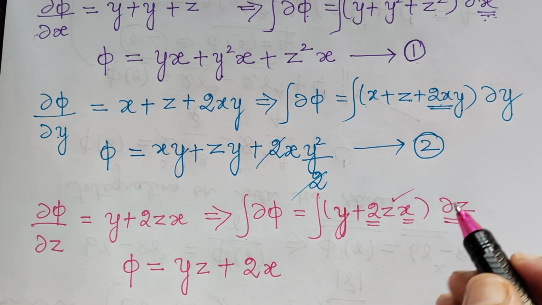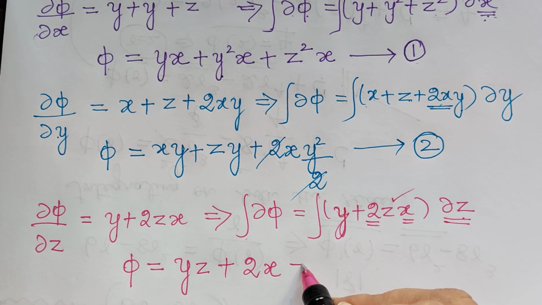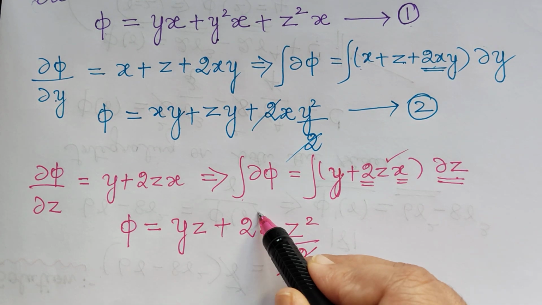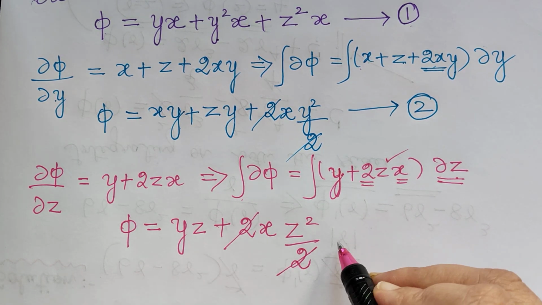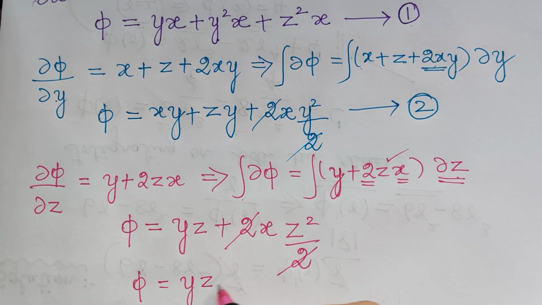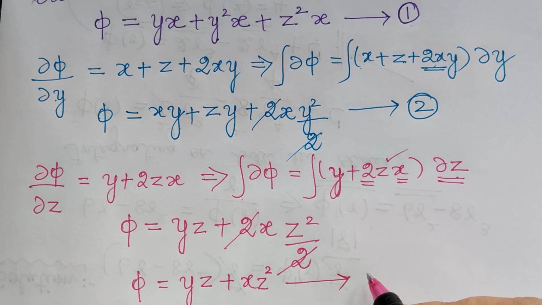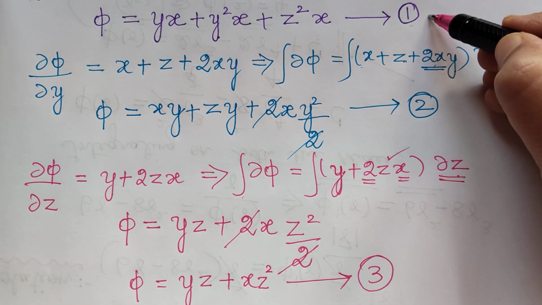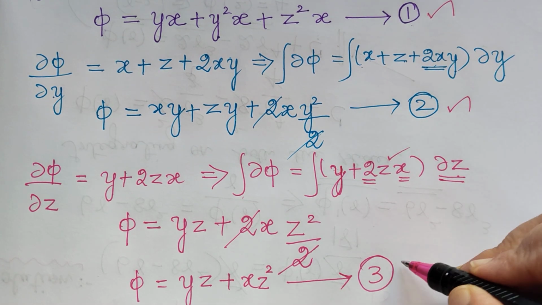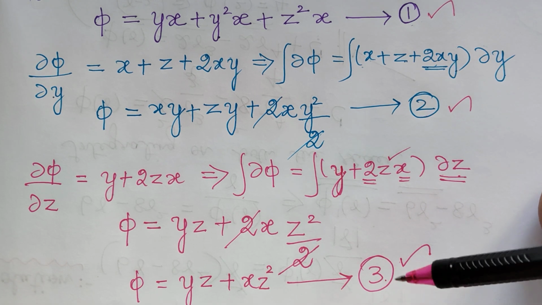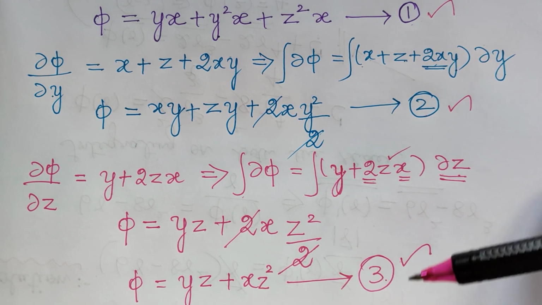And what is the integral of z with respect to z? It is z square by 2. Now if you see, these two get cancelled, and so we will have phi equal to yz plus xz square. Let us mark this as equation 3. Now we have obtained three values of phi, here 1, here 2 and 3. Now we have to compare these 1, 2 and 3 and write the general solution of phi.